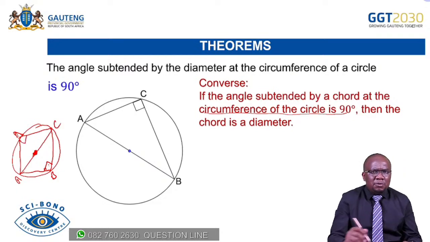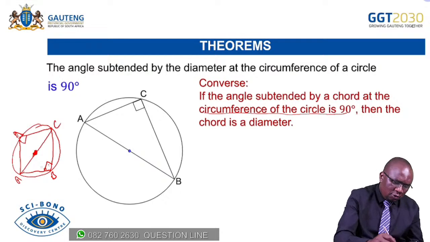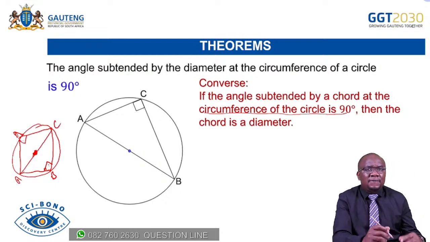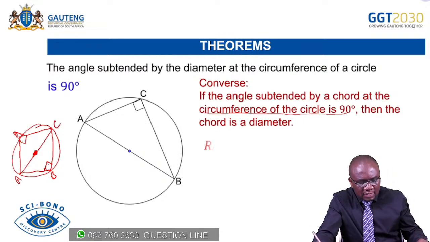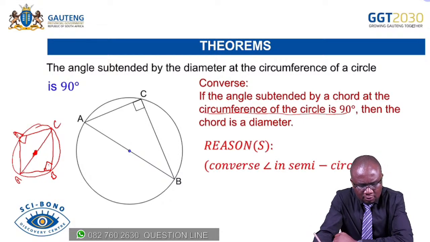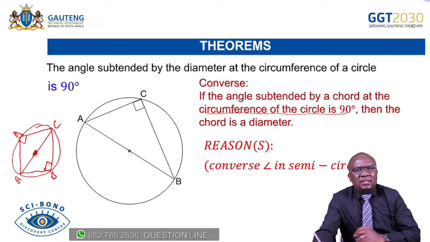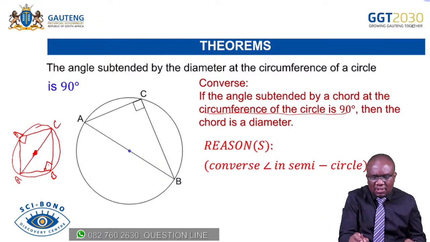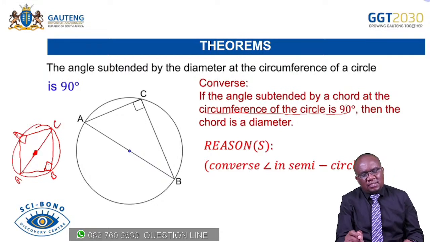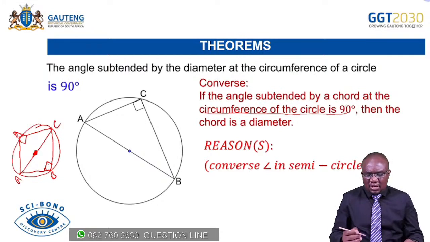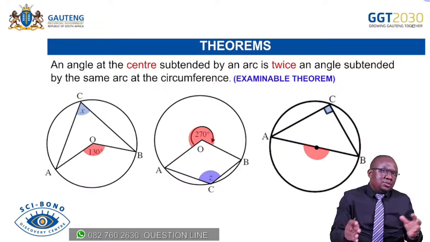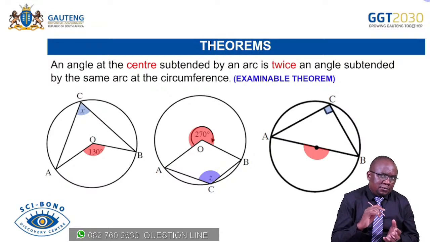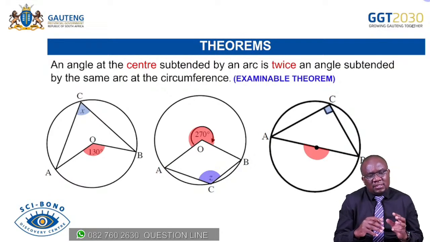Interesting, because we're going to be doing opposite angles of a cyclic quad. Okay, 90 plus 90, 180 degrees. But let me not talk about that today. Right, okay, so the reason here we say converse angle in a semicircle. That's the converse. If the angle subtended by the chord at the circumference is 90 degrees, then that chord is a diameter.